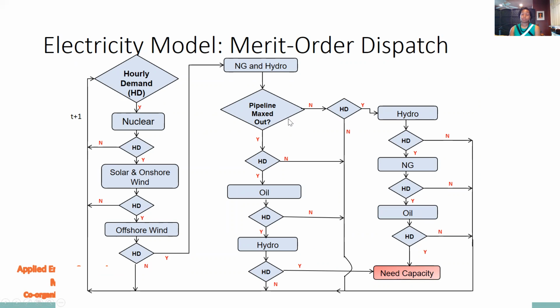Then if the pipeline is maxed out, we assume that we're in winter, meaning that the hydro will need to run at a higher level. So we'll first dispatch oil, followed by natural gas. And if there's still hourly demand left after we've dispatched all of our power plants, we say that this portfolio is not going to be reliable and we need to have more capacity. And so then we would exclude that unreliable portfolio from our analysis.